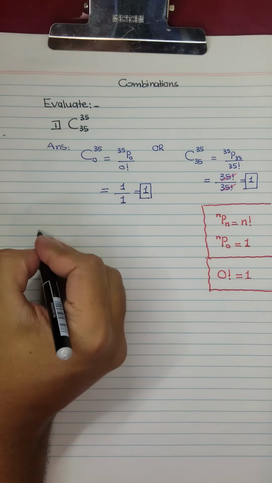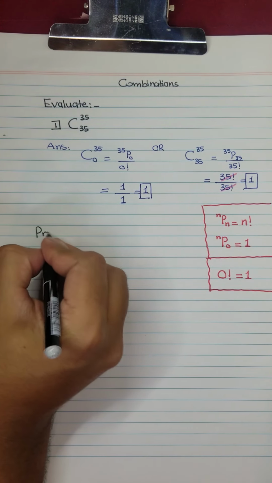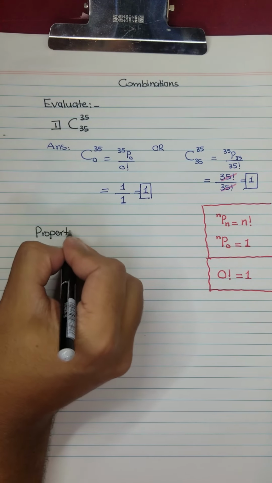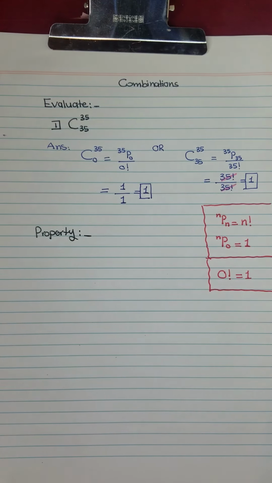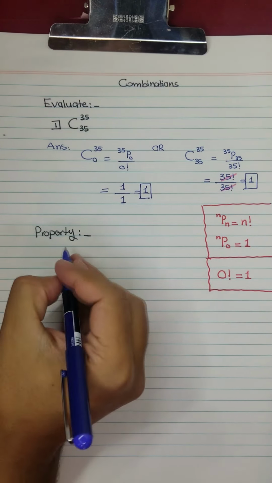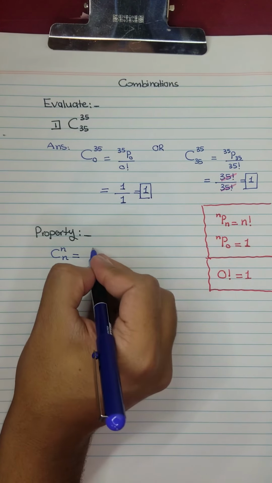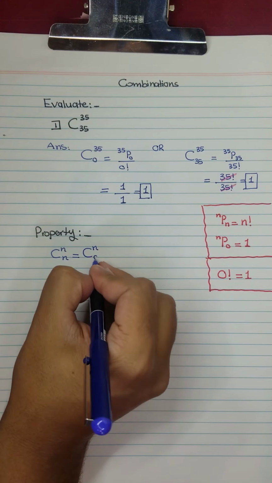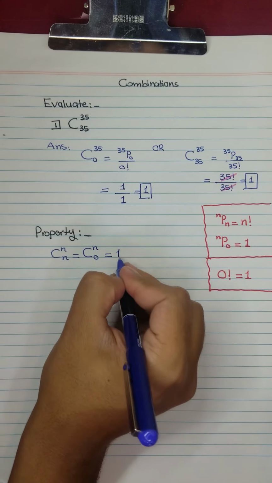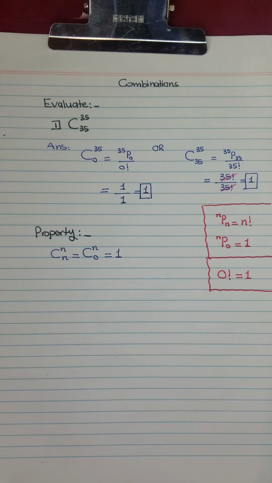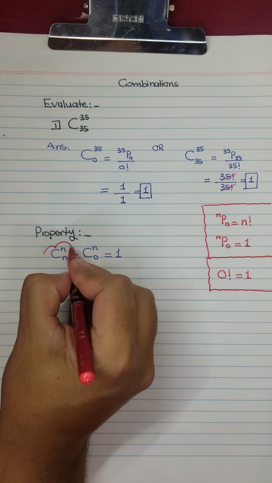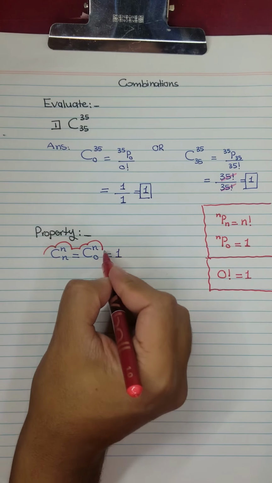Property. This property states the following. n combination n is equal to n combination 0, which is equal, in both cases, to how much? It's equal to 1. So whether it's n combination n or n combination 0, the answer will be 1 either way. So this is an important property of combination.